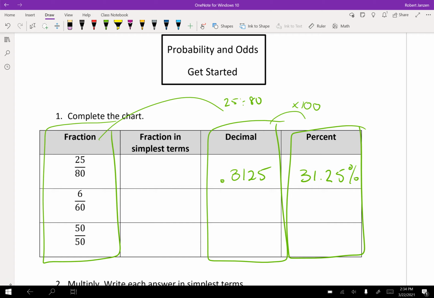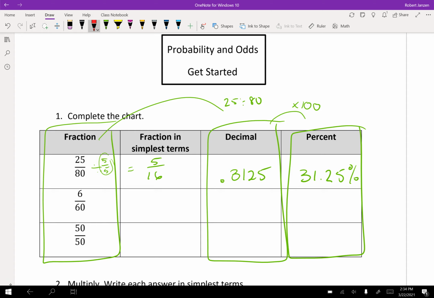And let's quickly do the fraction in simplest terms. You should recognize that 25 and 80 both have a common factor of 5. If I divide by 5 over 5, that is just 1, so I'm not changing the number. But if I divide by 5 over 5, I get 5 over 16. So that's the fraction in simplest form. Okay, let's do the next one.